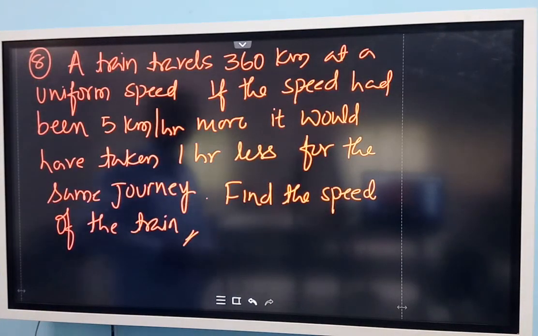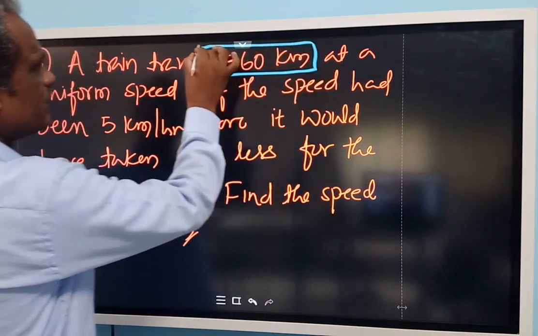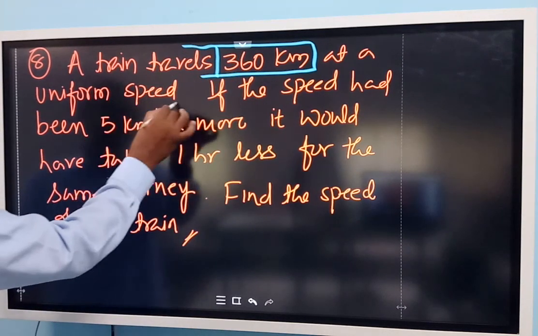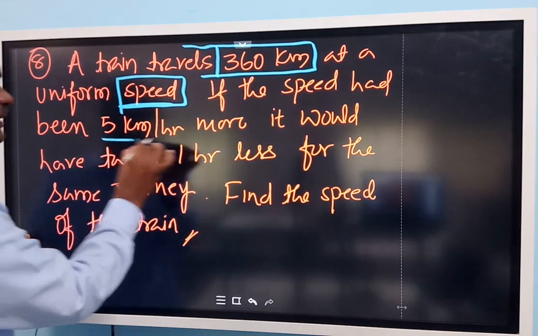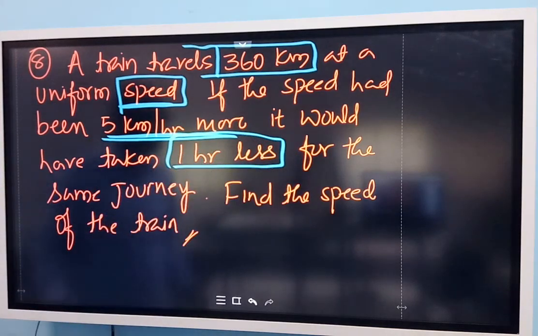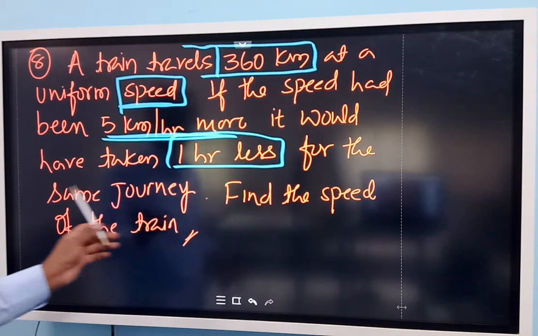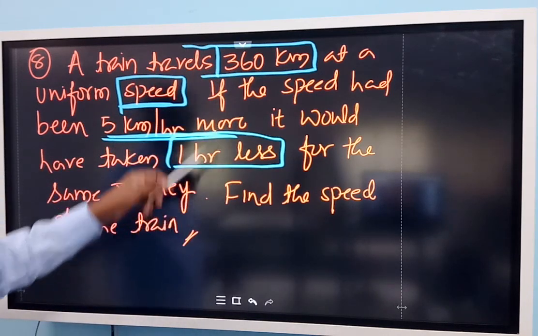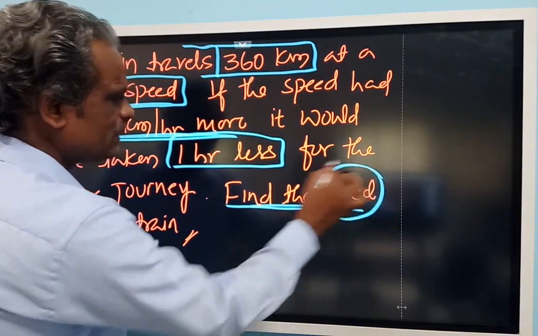Yes, all of you look at this question now. A train travels a distance of 360 km at a uniform speed. We do not know the speed of the train. If the speed had been increased by 5 km per hour, then it would have taken 1 hour less. Speed increases means the time taken will reduce. For both the cases, the distance covered is 360 km only. Find the speed of the train.